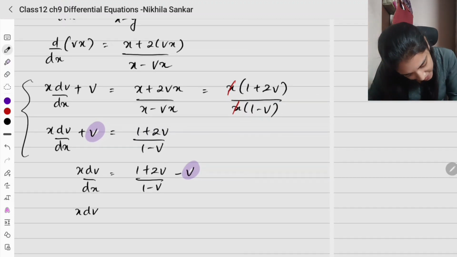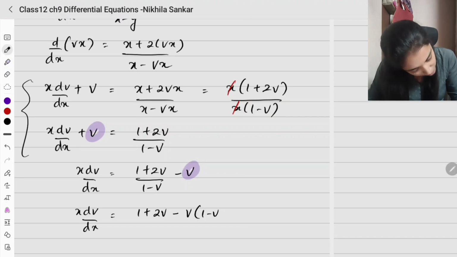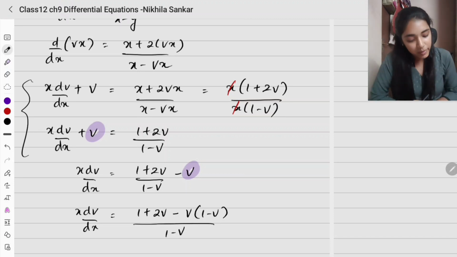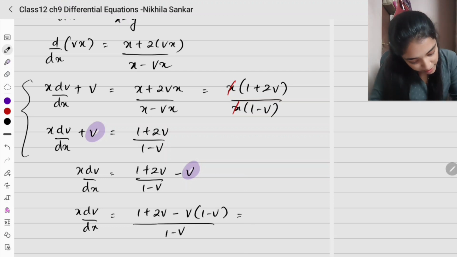Now x dv by dx stays as it is, equals 1 plus 2v minus v times 1 minus v. I'm taking the LCM, the whole divided by 1 minus v. Okay, now if we solve this, what do we get? 1 plus 2v minus v plus v square divided by 1 minus v.